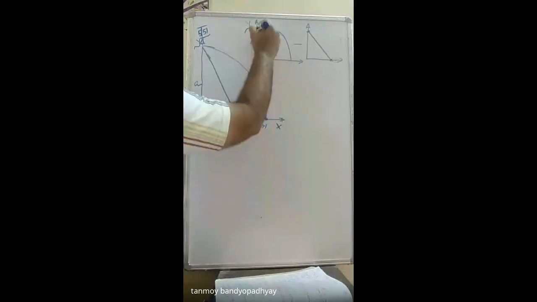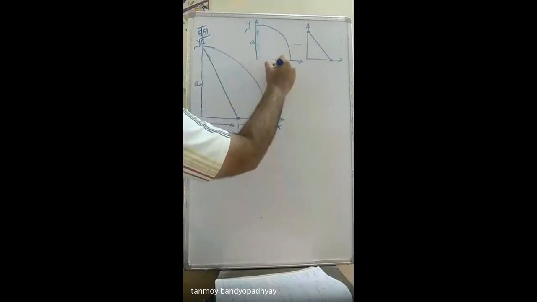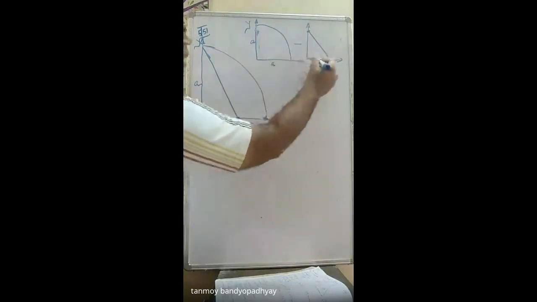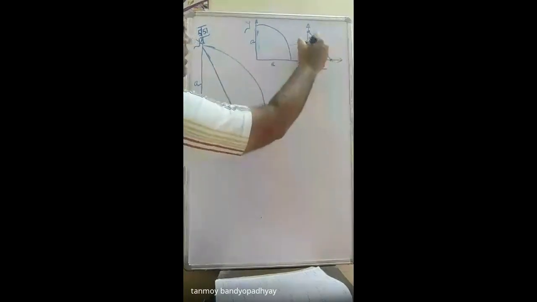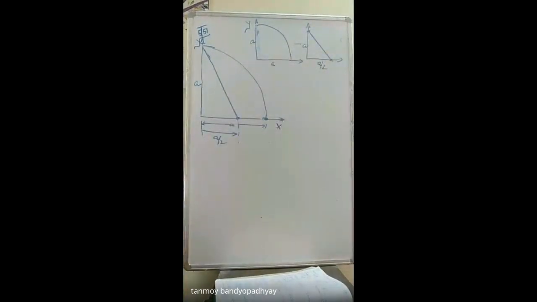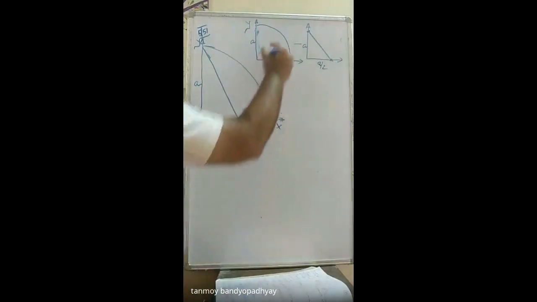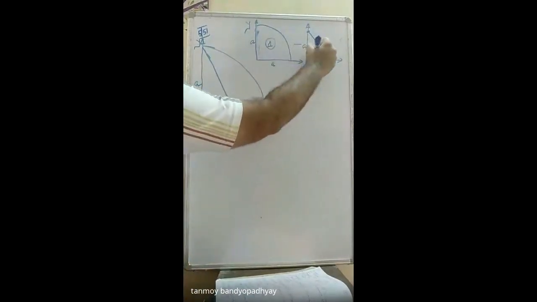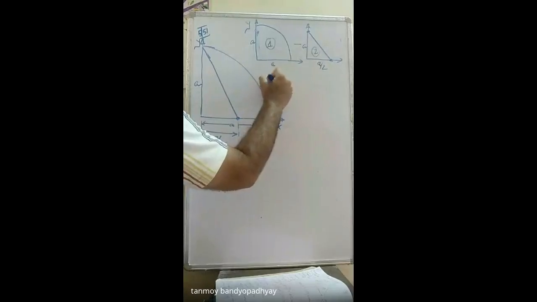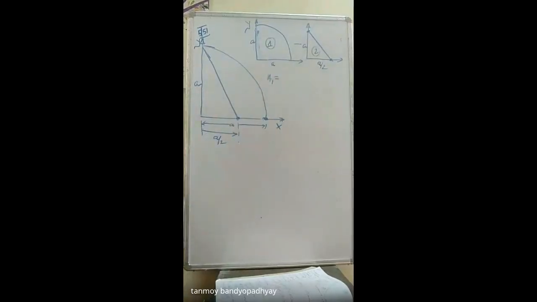So this one is A, this one is A again, and this one is A by 2, this one is A. Okay? So this curve I am calling it as 1, and this triangle I am calling it as 2. So A1, what will be A1? A1 will be equal to pi r square by 4.